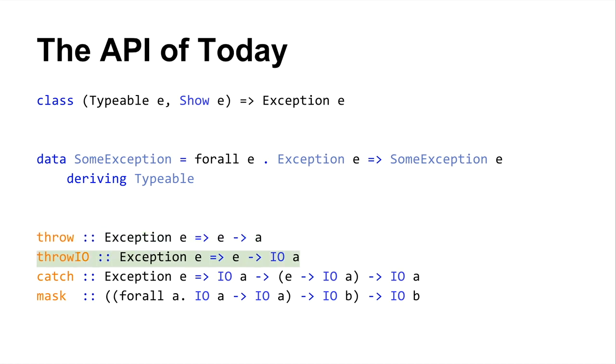Throw IO, same story, only this is for throwing an exception in the IO monad, or producing a computation that when run will give you one of those things. Catch does what you would expect. You give it an IO computation that when run produces an A, you give it an exception handler, it'll give you back a new IO computation with that exception handler installed. And then mask, which helps you in dealing with the delivery of asynchronous exceptions.